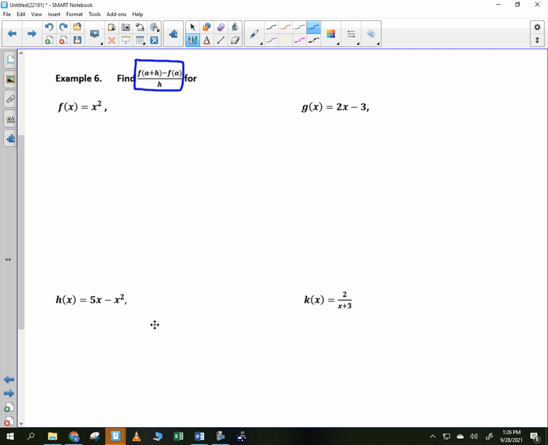I'm going to start with the easy part. I'm going to start with f of a plus h. I'm going to start with f of a. If my function is x squared, who can tell me what f of a is? A squared. Is everybody okay with that? Sweet! If my function is x squared, then f of a plus h would be a plus h quantity squared. Right?